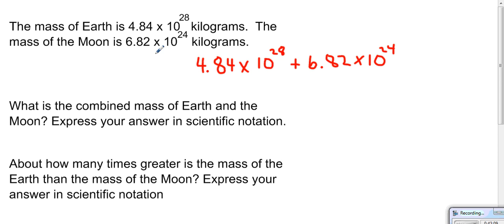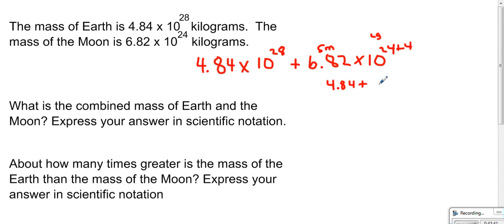Alright, so I wrote it out. 4.84 times 10. The combined mass, you have to add them. Alright, so you can't add unless the exponents are the same. So I'm going to add 4 to this. And since I made that so much larger, I have to make this much smaller. Instead of moving it only once to the left, I actually have to move this twice to the left. So I'm just going to write out the numbers first. 4.84 is going to stay the same.